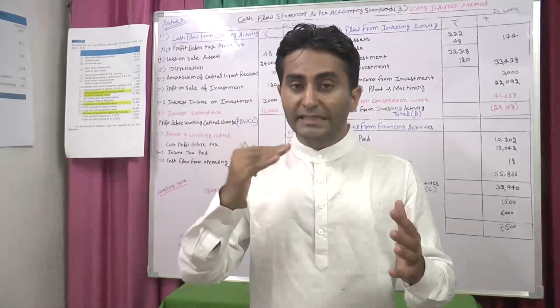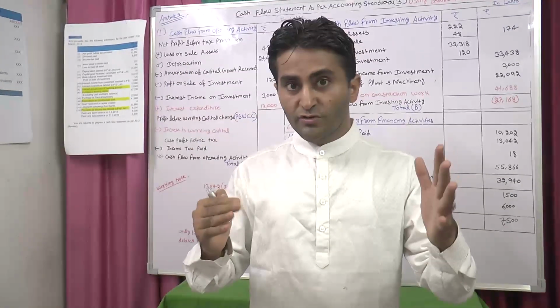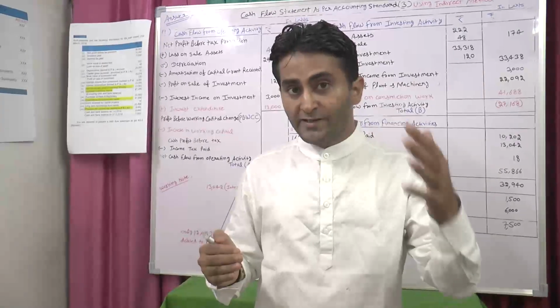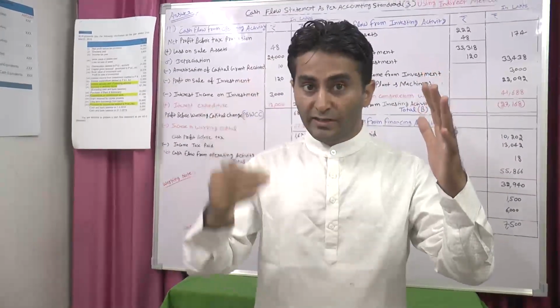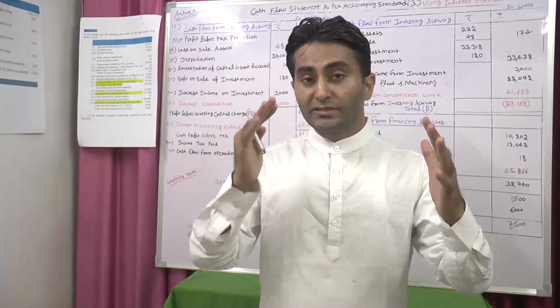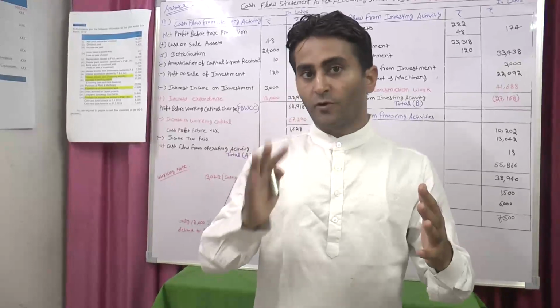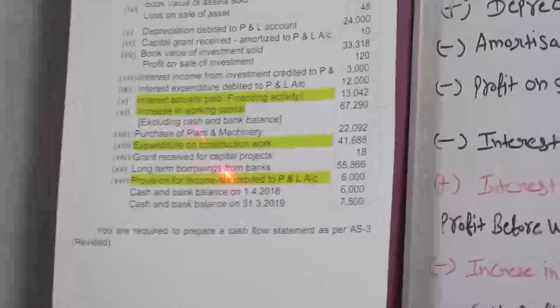Suppose there is an increase in working capital, that means an increase of stock, debtors, prepaid expenses. It means our money gets fixed into it. Hence, when working capital increases, cash flow decreases. So this item will come under operating activity and it will be deducted from there. So next is grant received for capital project.